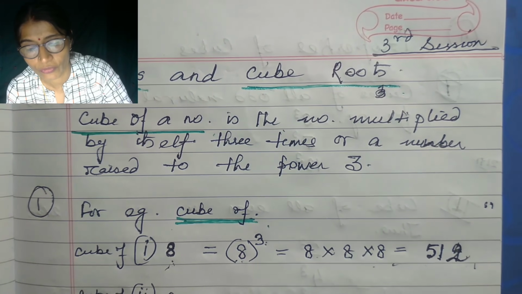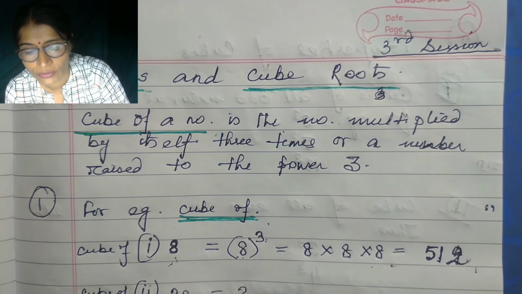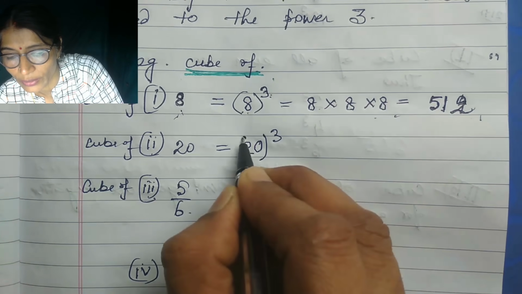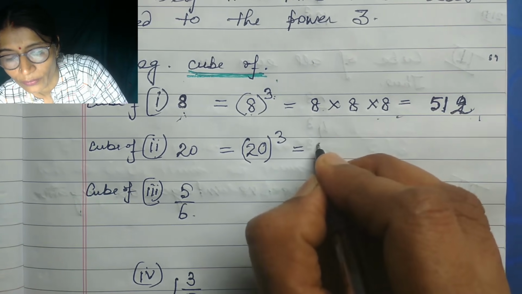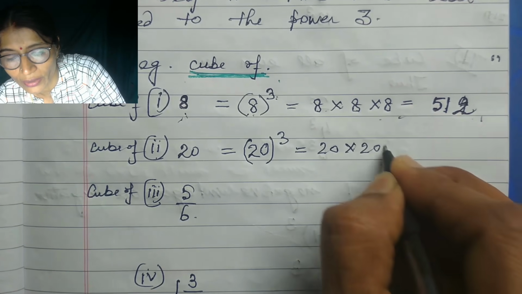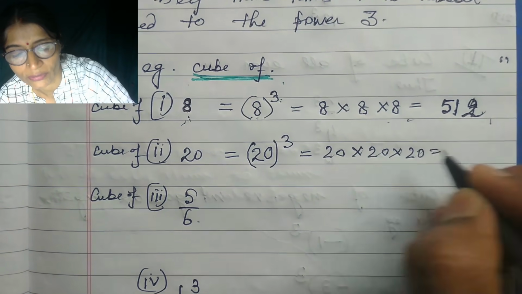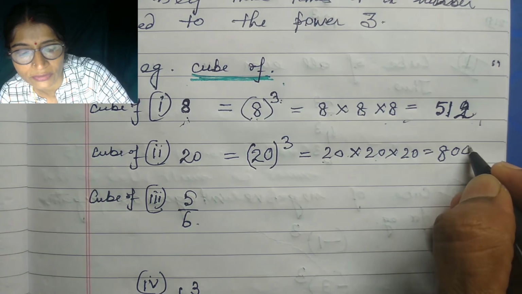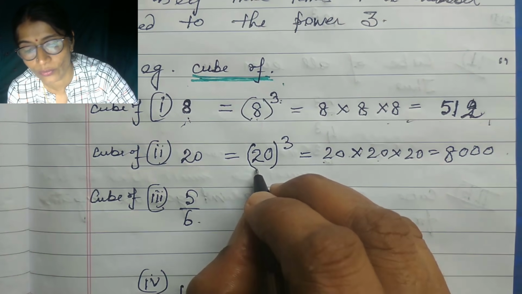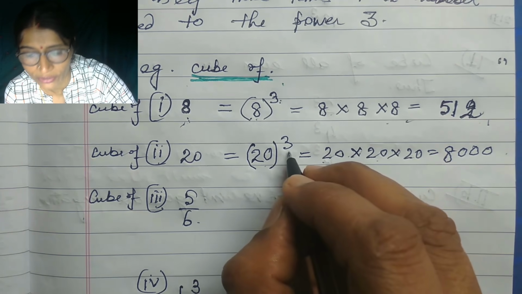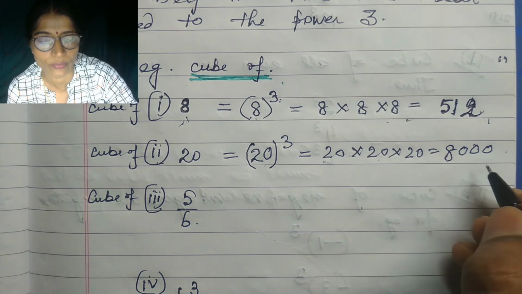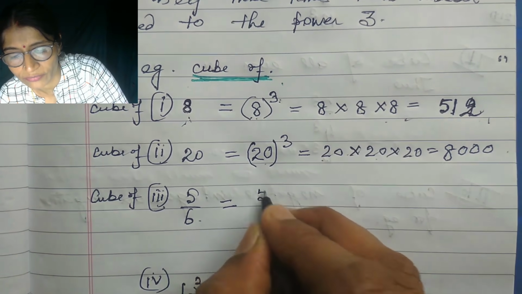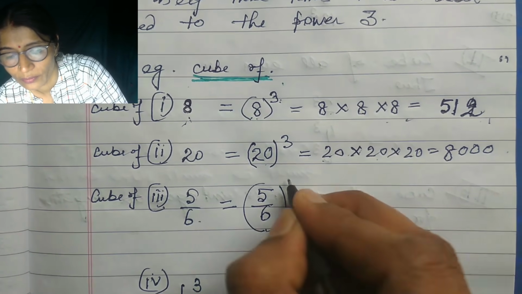Or cube of 20, suppose I have to find 20 to the power 3, that is 20 cube, and that is equal to 20 into 20 into 20, and that is 2 fours are 8, and 3 zeros are there, so I will write 3 zeros here. So cube of 20 or 20 to the power 3 is equal to 8000.